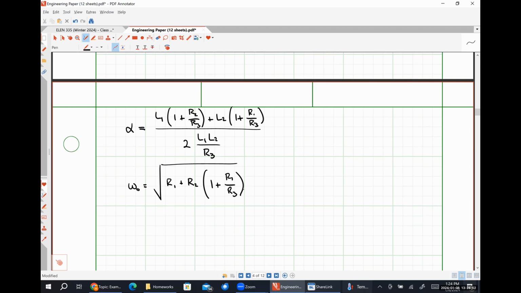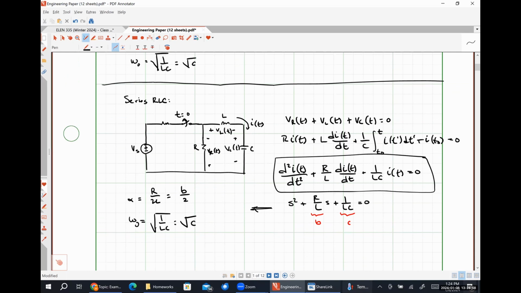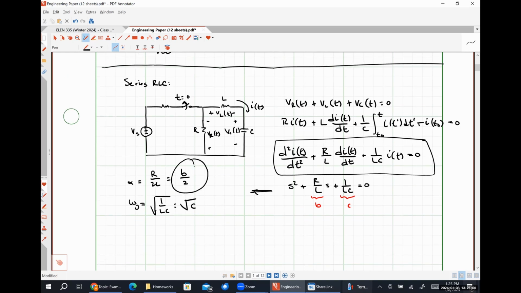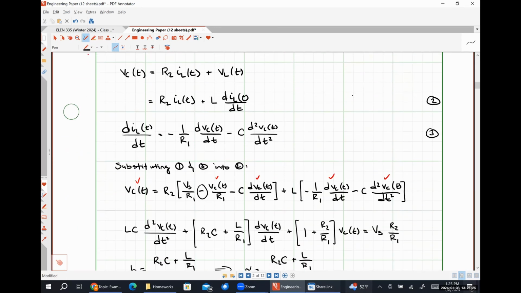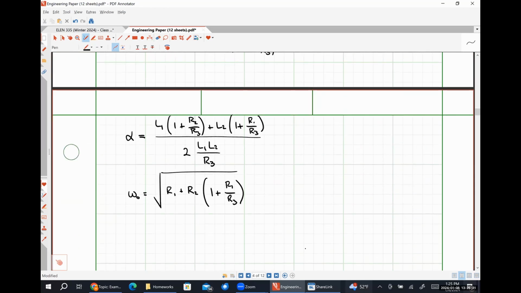Alpha comes from, let's go way back up here. Alpha is b over 2, where b is the coefficient of the first derivative term. Omega naught is the square root of c, where c is the coefficient of the 0th derivative term, or just the current or voltage by itself. The coefficient of the second. Yeah, it's on the bottom. Yeah, we're doing. Oh, that's where it came from. Okay, sorry, I made a mistake. Thank you for that. My incredulousness should be gone now.